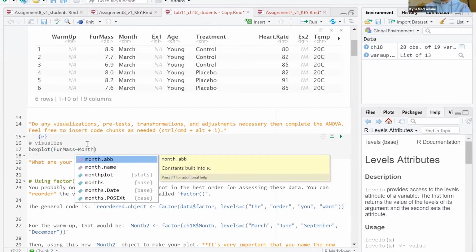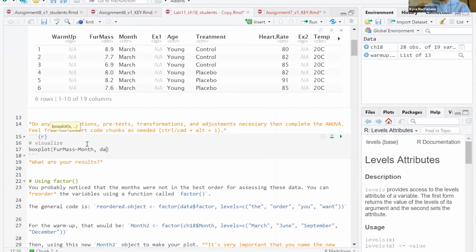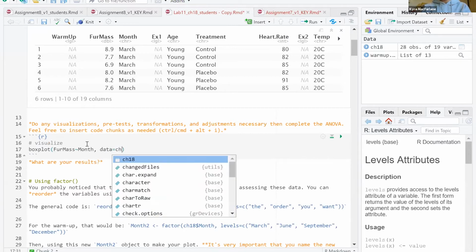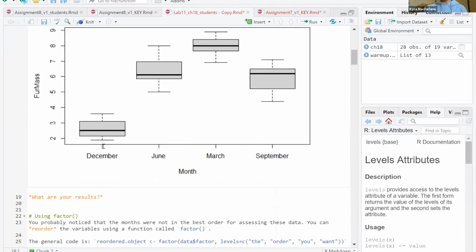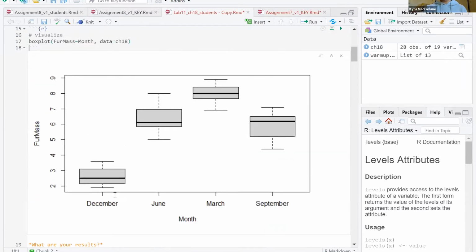Remember, dependent, independent. The data that we're using is, I think, chapter 18. So when we look at that, we see December, June, March, September, kind of a weird order, which I will actually address in a minute. But we can see that there's the least. I'll address exam questions at the end of class.